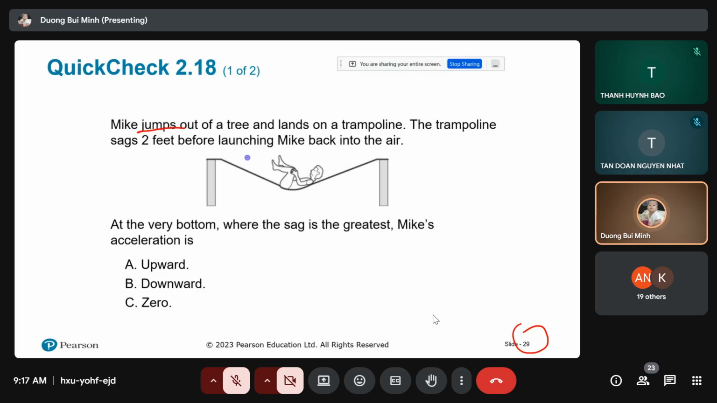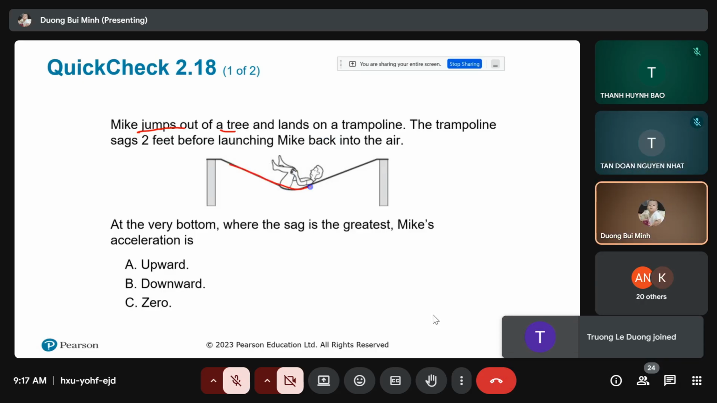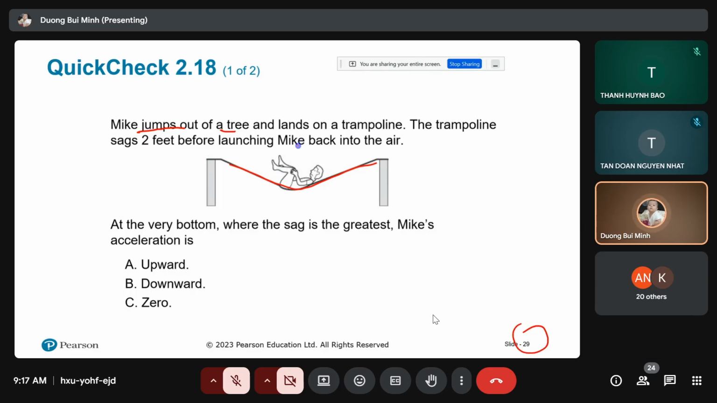We have a mic zoom out of a tree and land on the timberline here. The timberline sags 2 feet before launching, then the mic goes back into the air. So at the very bottom here, where the shark is, the radius, yes, of course. Is the mic's acceleration upward, downward, or 0?